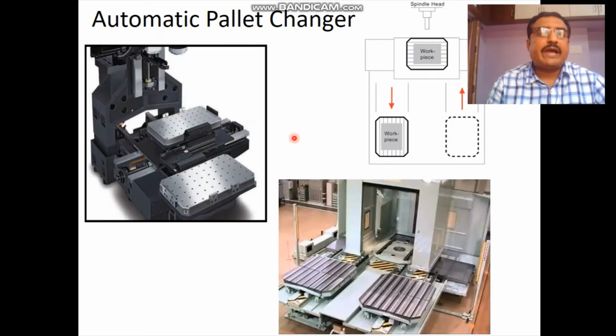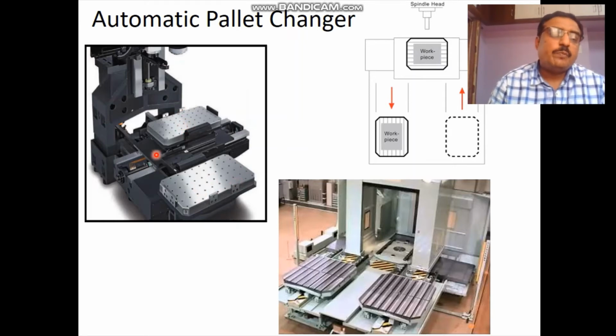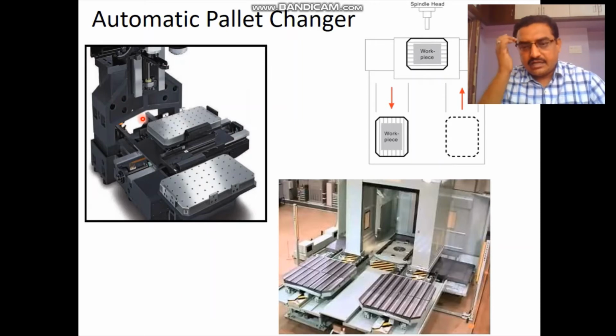Then automatic pallet changer. When one job is working, there is another pallet outside the cabinet, so that you can load and unload. The previous job will be unloaded, a new job will be loaded, and after completing that operation, immediately the inside pallet will come out and the new pallet will go inside, so that the idle time of the machining will be reduced.